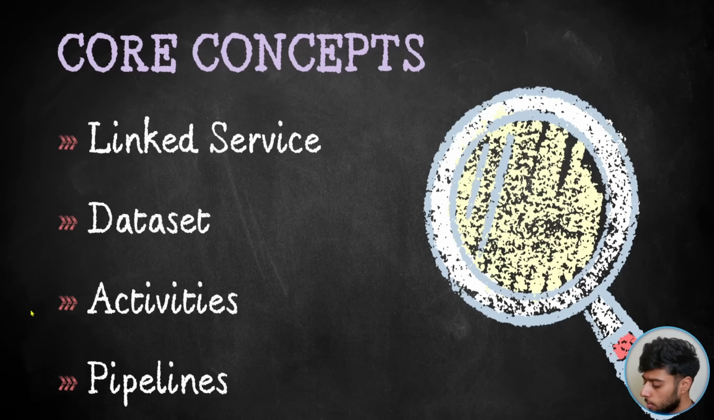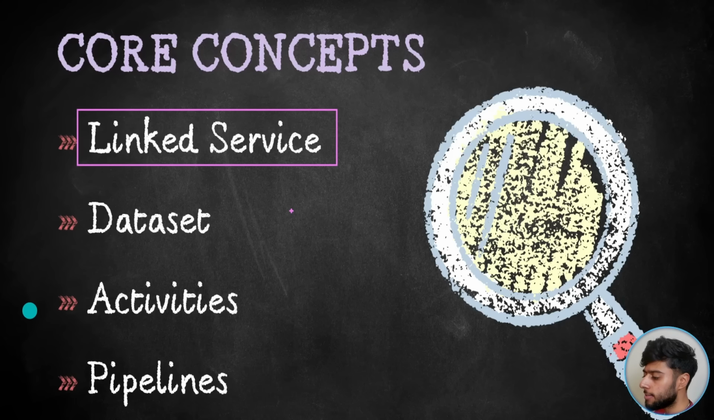First of all, we have something called a linked service. Now, what is this linked service? Basically, it is just a fancy name. Fancy name for what? A fancy name for a connection. Remember our example for APIs? We need to pull the data from the source and we need to dump the data to the destination.